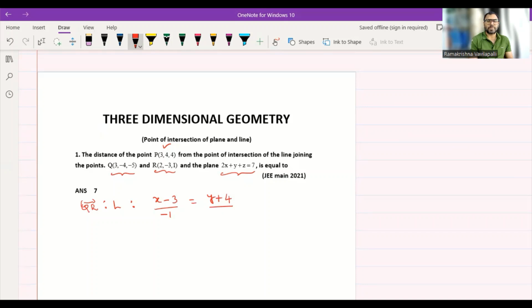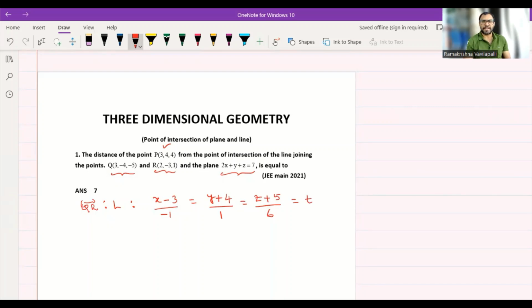Minus 3 minus of minus 4 plus 1, z minus 5, minus of minus plus here whole by the direction ratios are 1 minus of minus 5, 6. So this is the equation of line L. Now we assume this is equal to something.